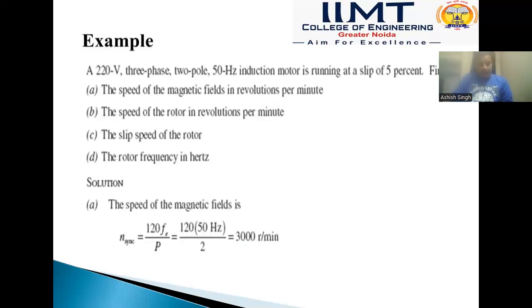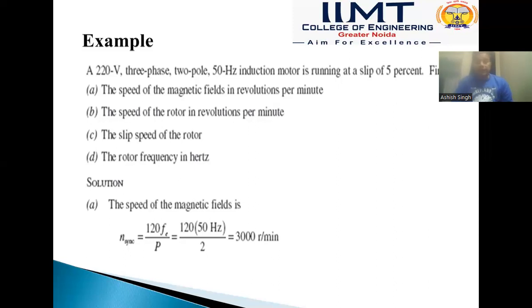The second question is given here. A 220 volt, 3-phase, 2-pole, 50 hertz induction motor is running at a slip of 5%. In this question, the value of frequency is given as 50 hertz, and the value of slip is 5%, which after converting into a fraction becomes 0.05, and the number of poles is 2. So we have to find the speed of the magnetic field in revolutions per minute.